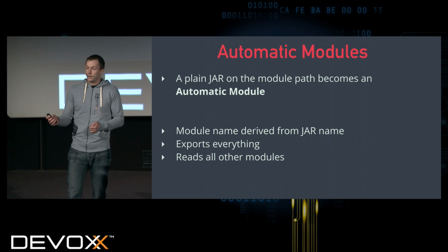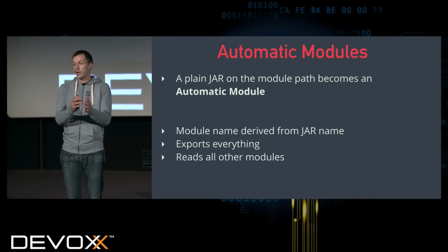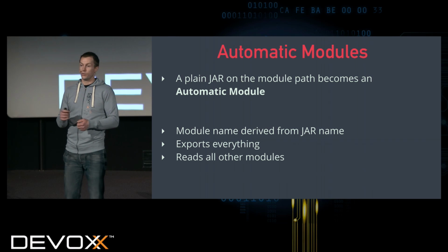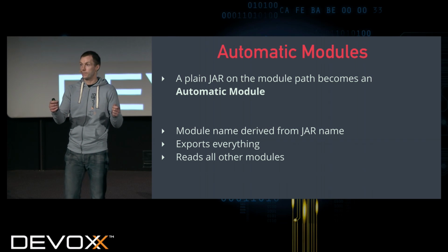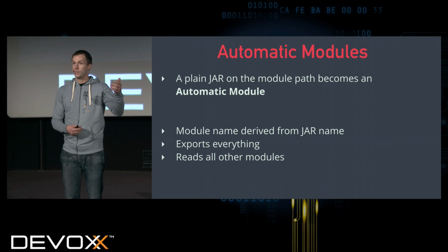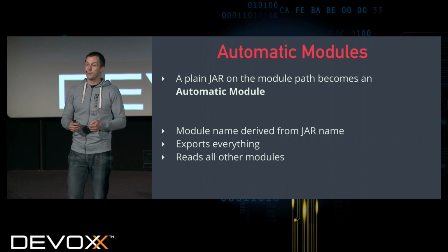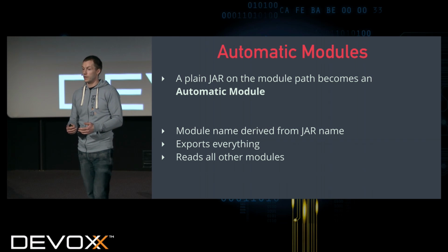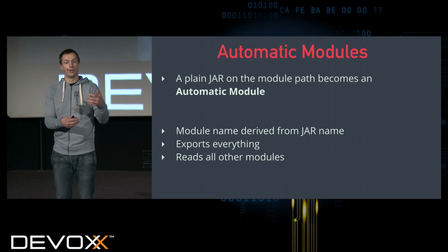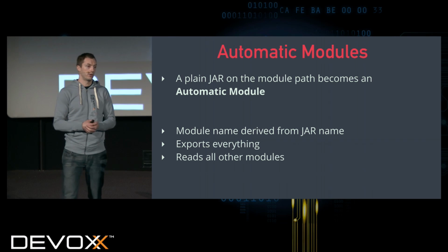And it also reads every other module. And that's important because on the class path you can kind of assume that you can see everyone else. And that's still the case for an automatic module. An automatic module can even see the class path. So earlier I said a module can't read the class path, that's true. But for automatic modules there's an exception, and automatic modules actually can read types on the class path. So that way they're halfway in between a module and something that's still on the class path. And that's the migration path that we're going to take here.